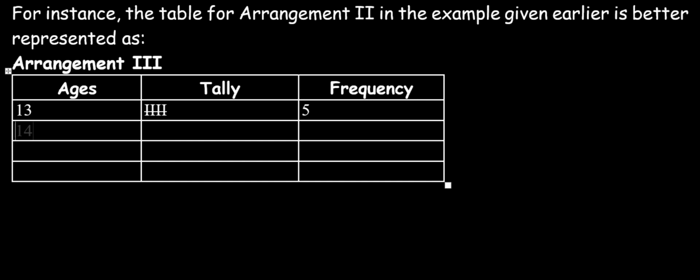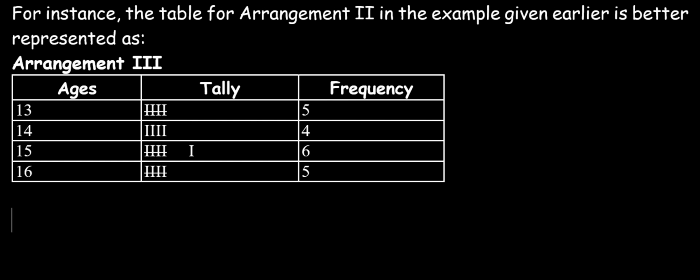The same thing for 14. 14 occurred 4 times, and that is the tally representation before the 4 frequency is written. 15 occurred 6 times, and is tallied this way before the 6 is written out. 16 occurred 5 times, tallied this way before 5 is written out.